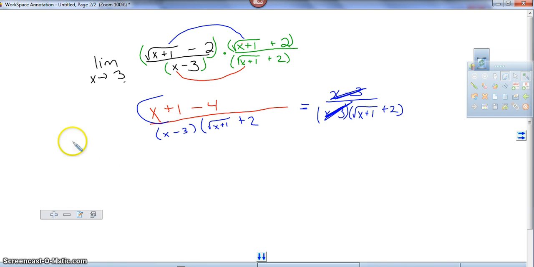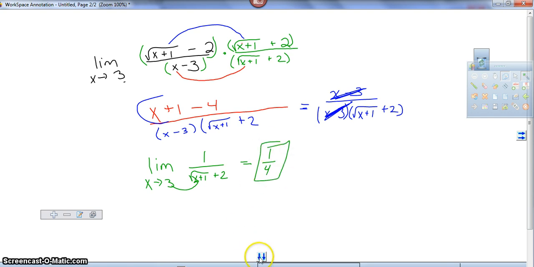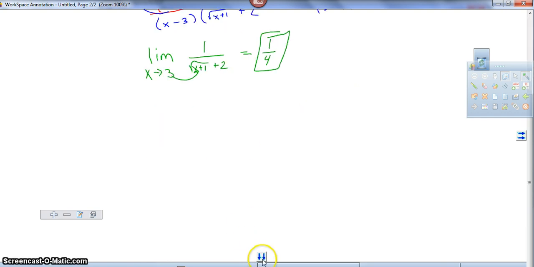So remember, Mrs. Elgert never keeps writing her limit, so at the end I always put it back in there. The limit as x approaches 3 of basically 1 over the square root of x plus 1 plus 2. Well, if you plug 3 in here, that's going to give you 4. Square root of 4 is 2, so you end up with 1/4. Okay? So that one's a little different.